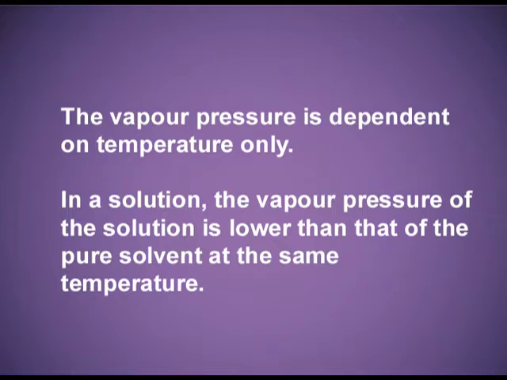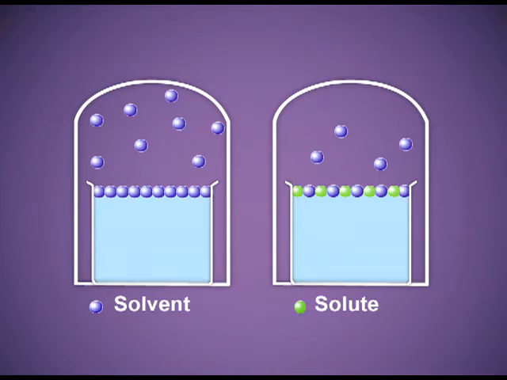In a solution, the vapor pressure of the solution is lower than that of the pure solvent at the same temperature. Now how is it so? This is the pure solvent. Now I am changing it into a solution. I have mixed a solute into it. The solute molecules will go into the bulk and they will come on the surface also. Now, when these solute molecules come on the surface, the fraction of the solvent particles on the surface will decrease.